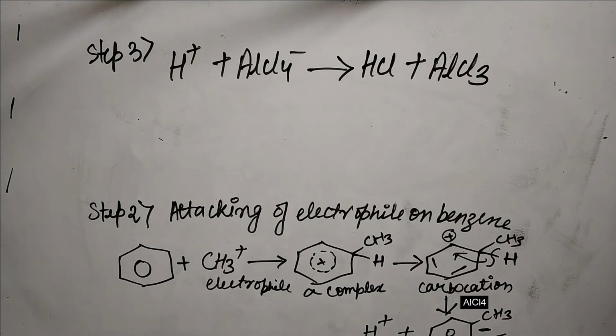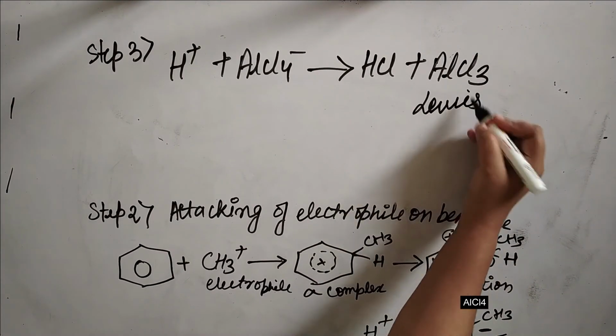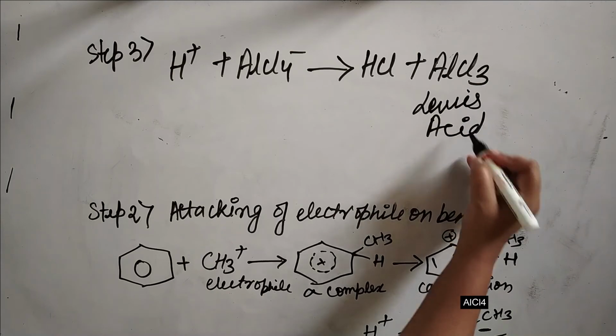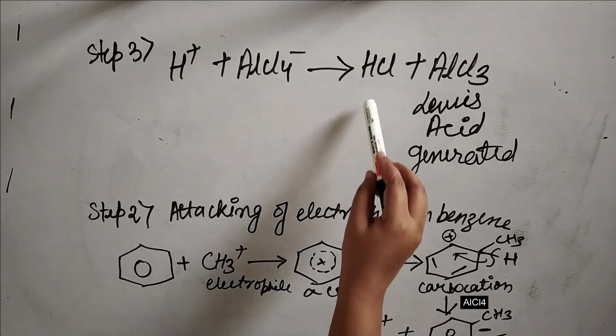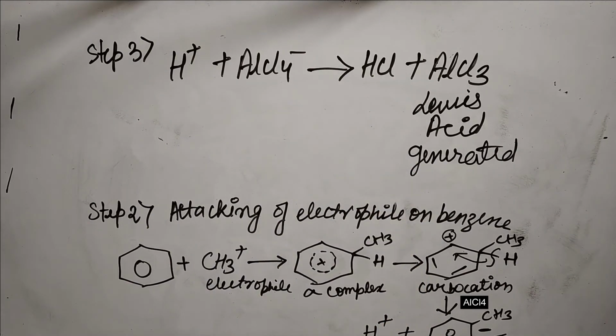AlCl3, the Lewis acid, is regenerated here. So the catalyst at the end of the reaction is again regenerated and the elimination of HCl takes place. So this is the Friedel-Crafts alkylation reaction. Basically it occurs in 3 steps.